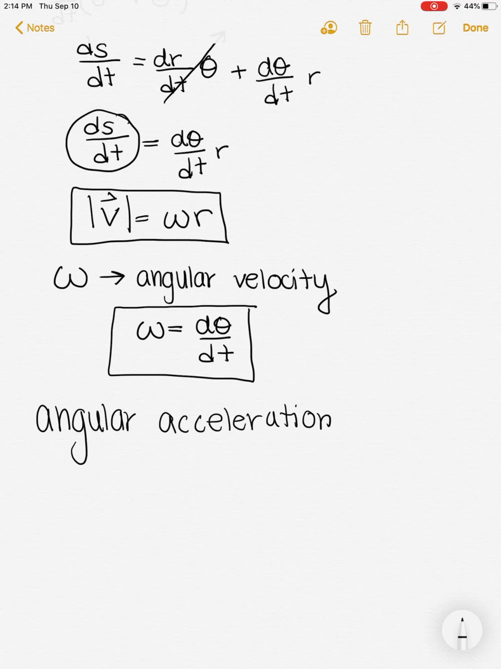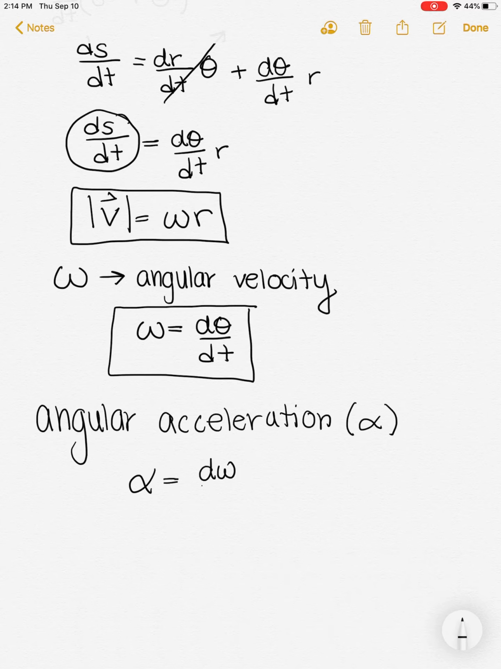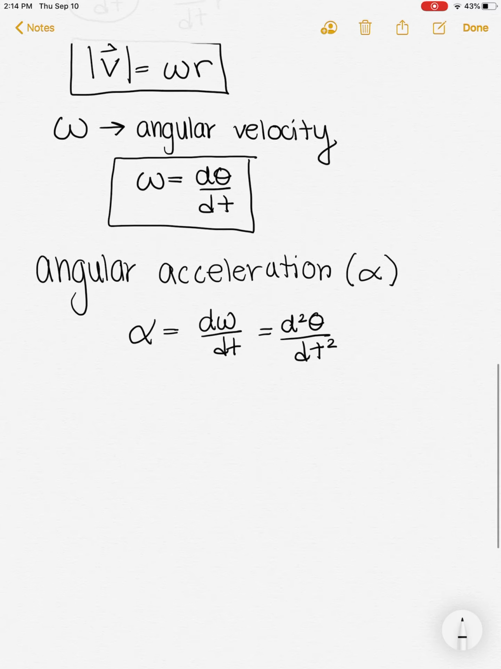So in angular acceleration, we're going to use this fancy letter. It's called alpha. And in angular acceleration, what we do is we take the derivative of the angular velocity with respect to time, and then we set that equal to the second derivative of the angular displacement with respect to time squared.